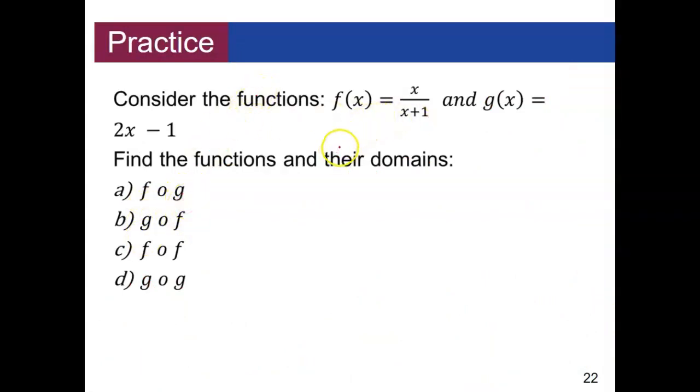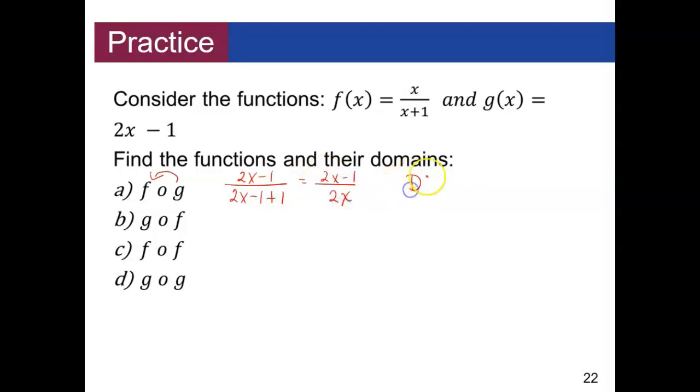Okay, if we try this one, I would encourage you to try it on your own and then come back and check your answers here. If you're not comfortable with it, then just listen as we go through this example. We're going to do f of g, then we're going to put g into f. So I'm going to take this entire function and put it into f here. So my function is going to be 2x minus 1 over 2x minus 1 plus 1. So 2x minus 1 over 2x.